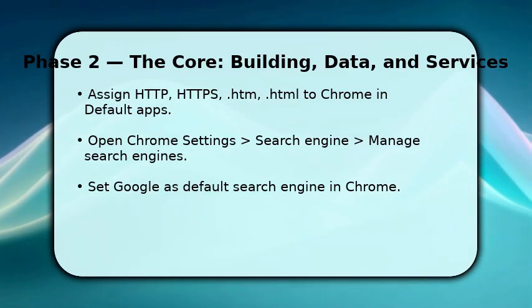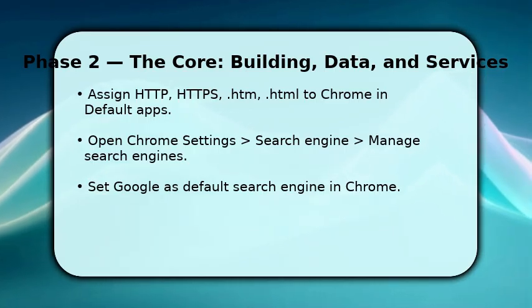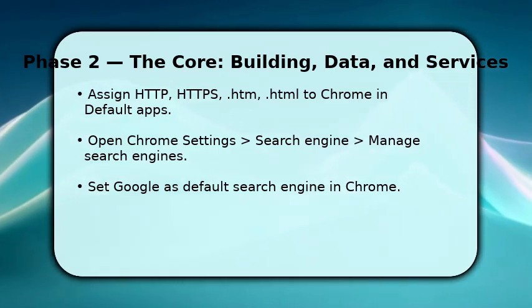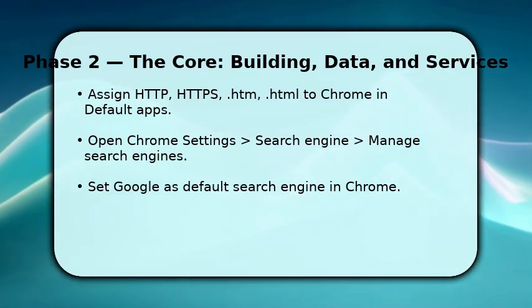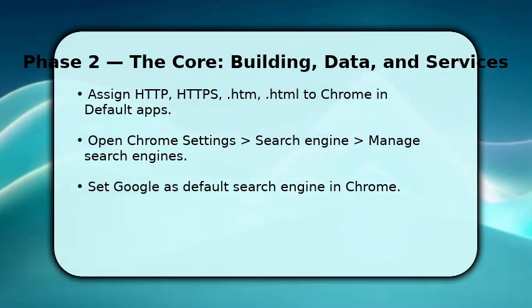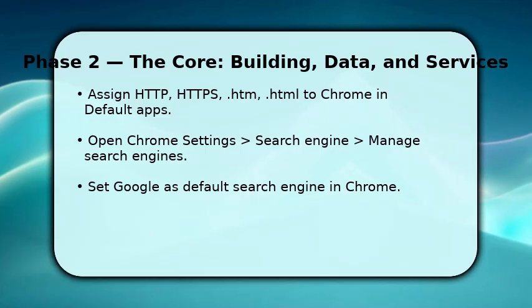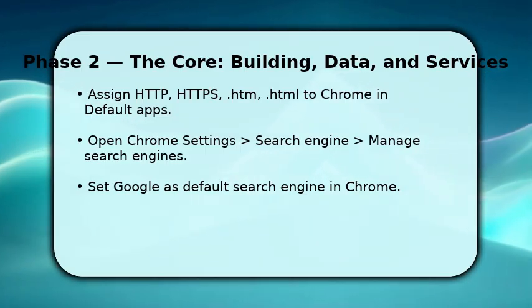Next, open Chrome, go to Settings, then Search Engine, then Manage Search Engines. Choose Google and click Make Default. This makes searches from the address bar use Google. Once done, test by typing a query in the address bar. You'll notice faster results from Google.